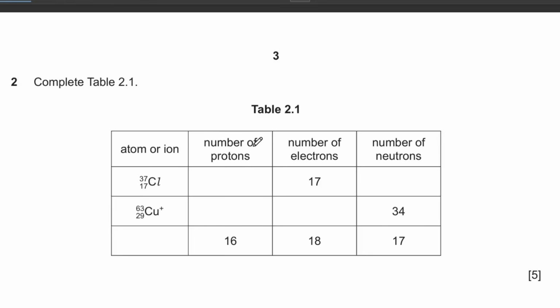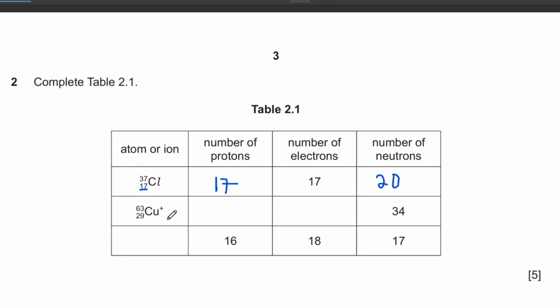What is the number of protons? The number of protons is going to be 17. Why? Because atomic number is the same thing as proton number. And since the atomic number of chlorine is 17, the number of protons is also 17. The number of neutrons is going to be the mass number minus the atomic number, because the mass number is the proton and neutron. Since the proton is 17, the neutron is going to be 37 minus 17, which is 20.